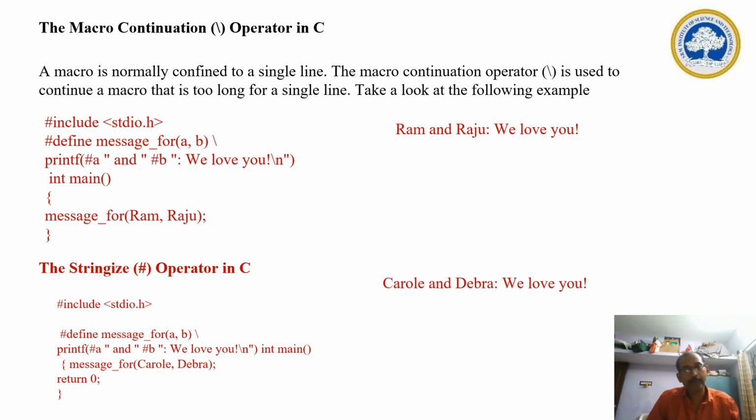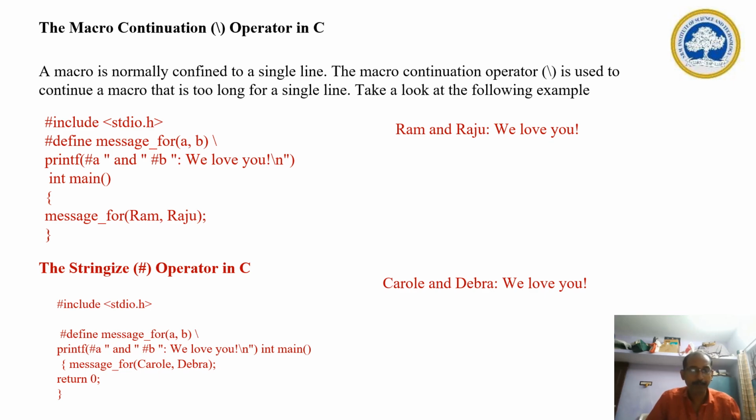So when you are compiling this program, before the compilation is done, the preprocessor macro part will be done. It has #define MESSAGE_FOR(a, b). So wherever MESSAGE_FOR(a, b) is there, it will be replaced with printf of #a and #b, We love you. So finally Ram and Raju will be passed here, and this will be printed like "Ram and Raju, we love you."